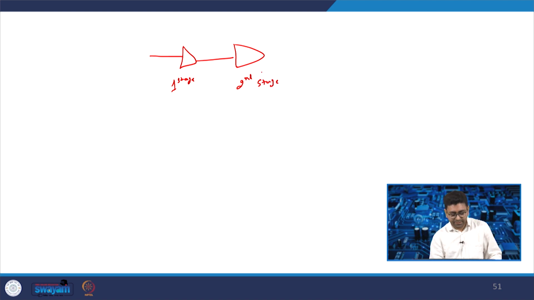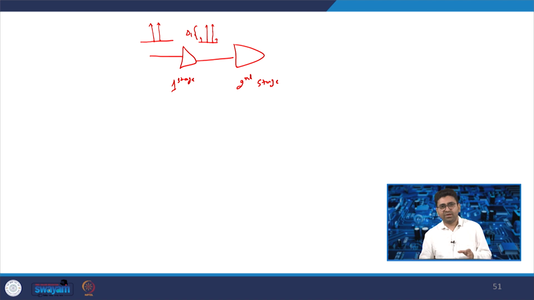And the first stage, let us say after the two-tone input I have applied, after the first stage I have a certain delta 1. Delta 1 means your first stage has a non-linearity, and due to the non-linearity you will see the difference in the first order and third order, and that difference is given by delta 1.